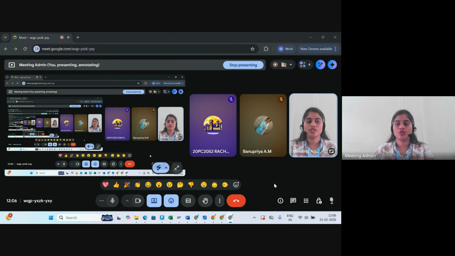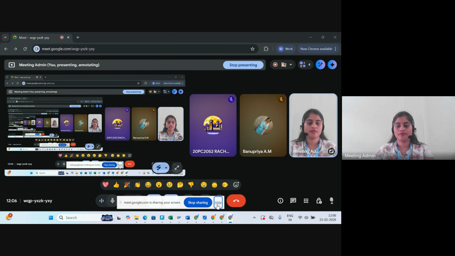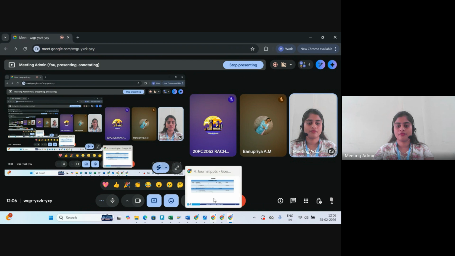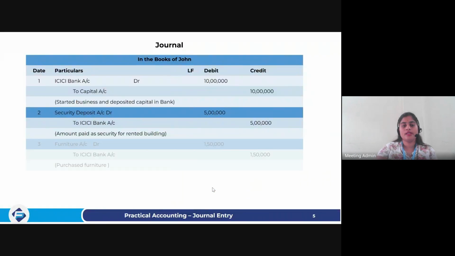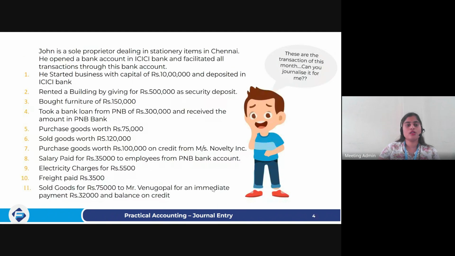Okay, fine. So let us go ahead with the next. You can see the next transaction: bought furniture of rupees 1,50,000. What is the journal entry for this? Narration, no need. So you can make it as furniture account debit to ICICI bank account.